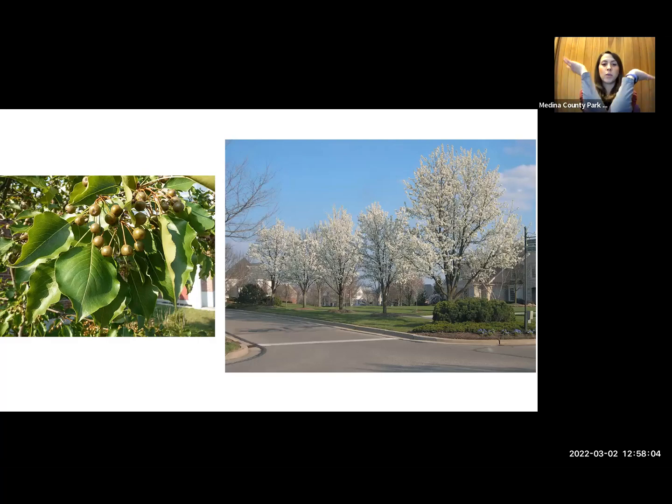They also have very weak branches. So as far as being in your yards and being on the streets, they weren't as good as the promises that were made.